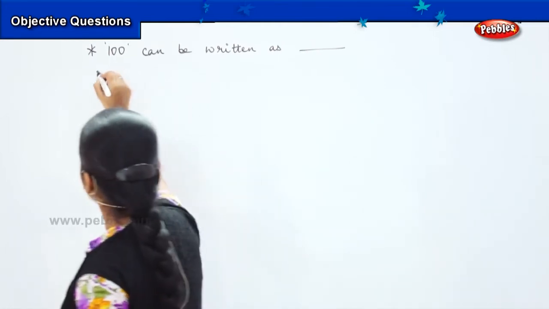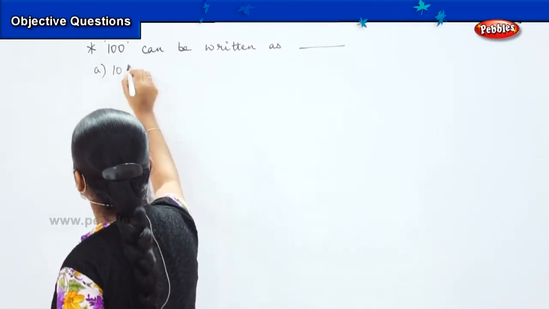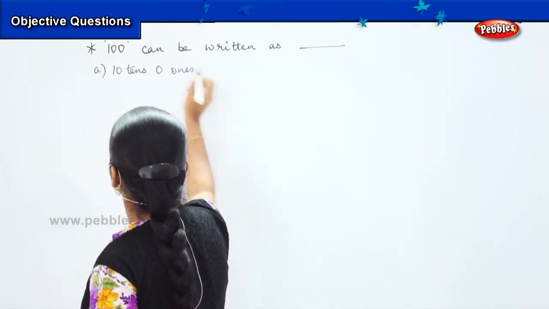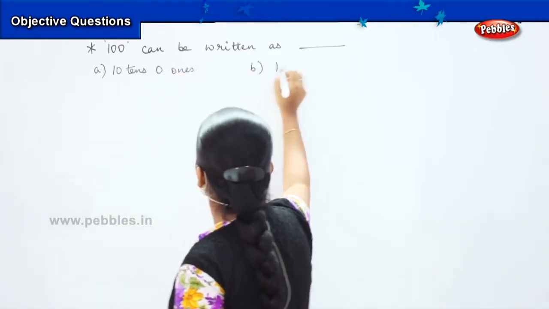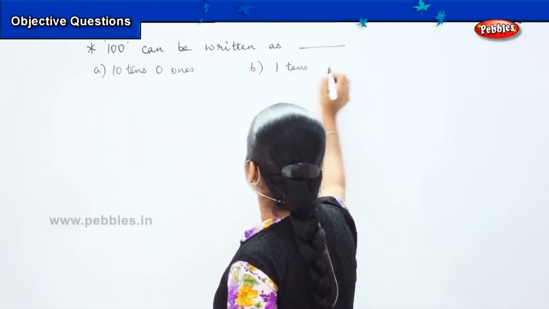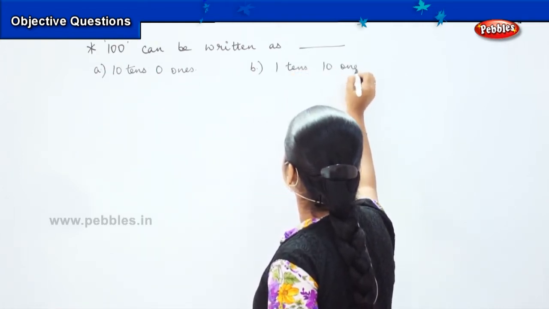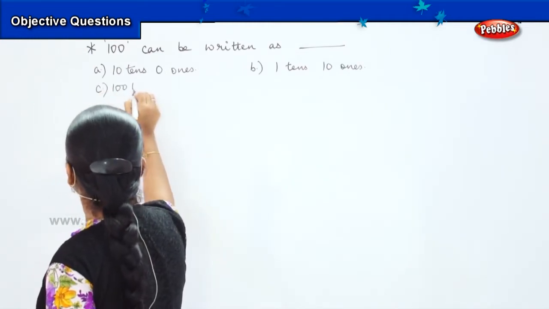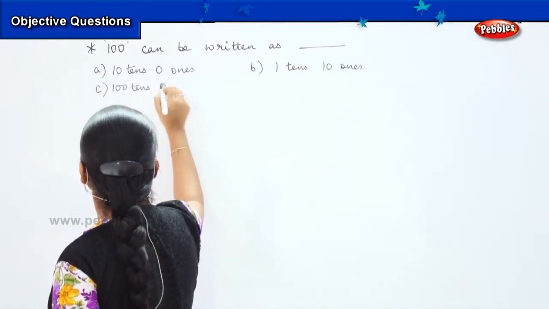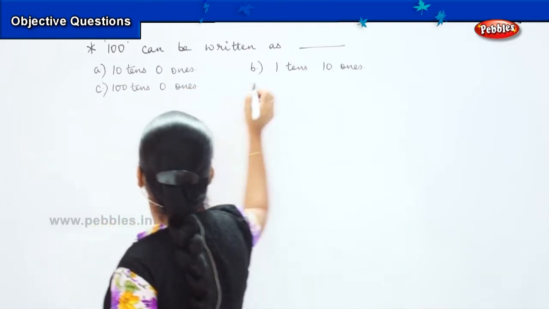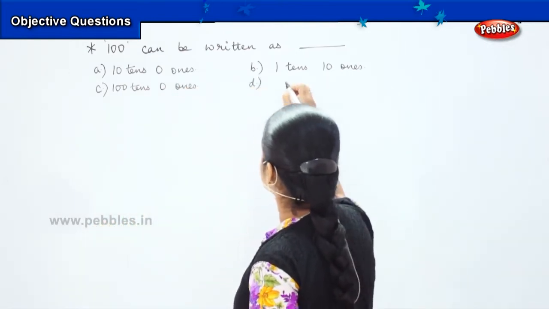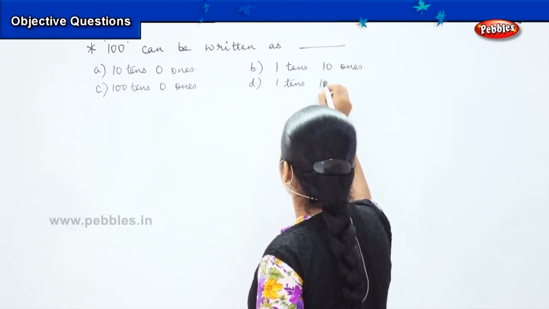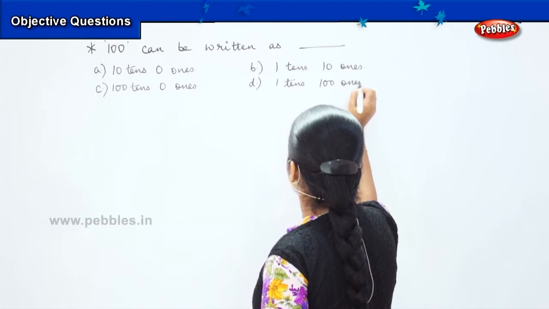Dash. And your option says it is 10 tens and 0 ones. Second option says 1 tens and 10 ones. Your third option says 100 tens and 0 ones. And your fourth option says 1 tens and 100 ones.